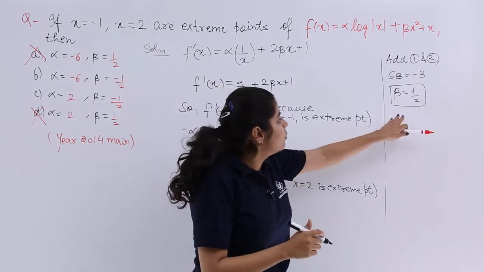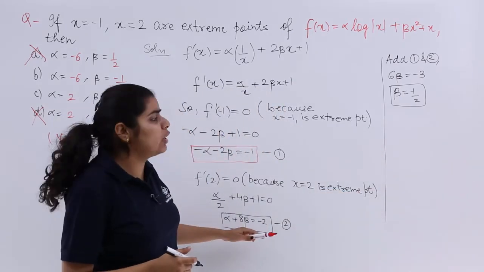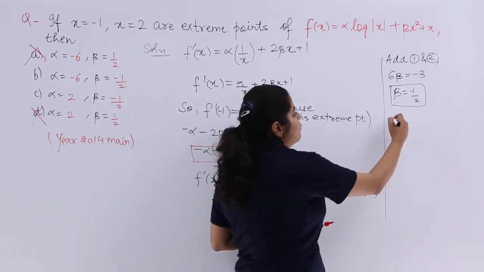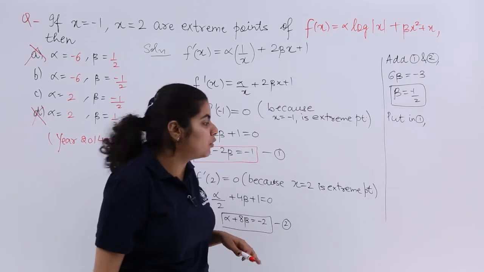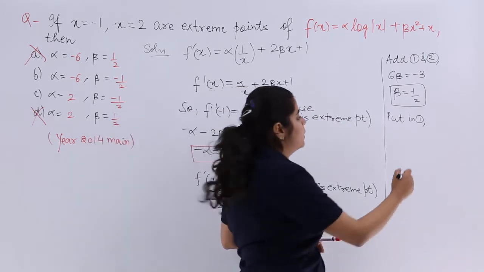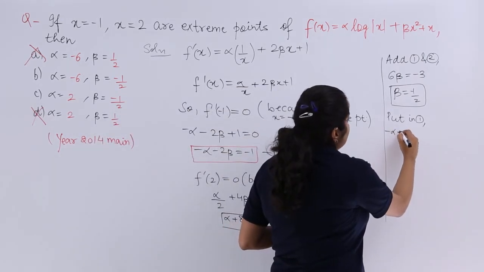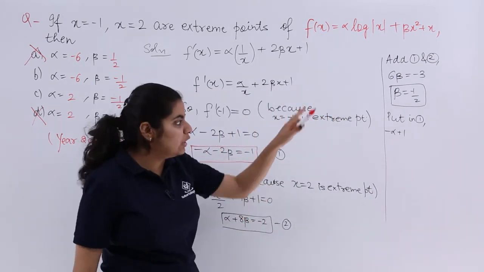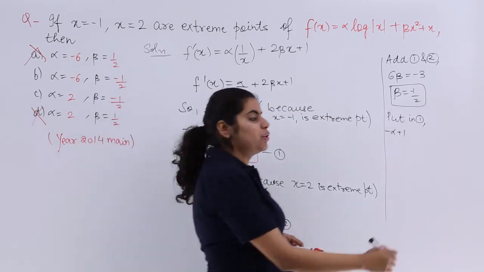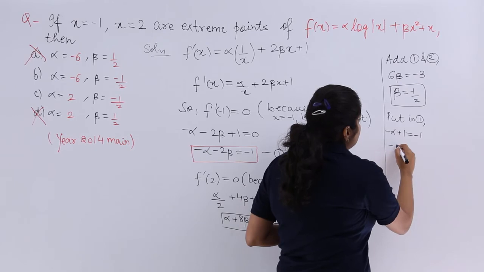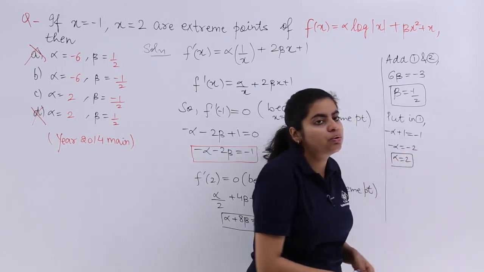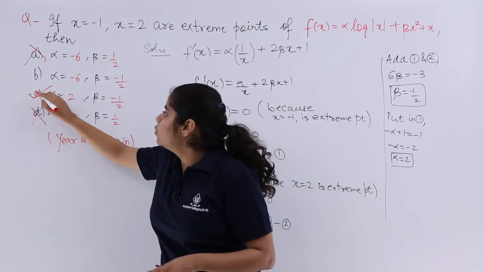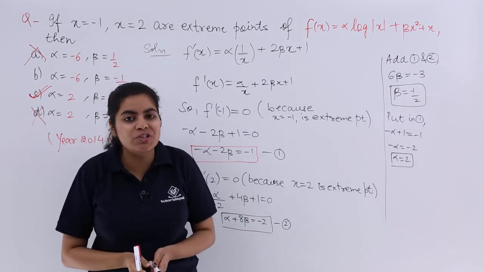Let's solve it. We have beta. You can put it in any of the equations to obtain alpha. Let's put it in equation 1. What is the value of alpha? It is minus alpha minus 2 beta. Put the values. You can directly see it is +1 is equal to -1, or minus alpha is equal to -2, or alpha is equal to 2. So alpha is equal to 2. Hence my answer is option number C.